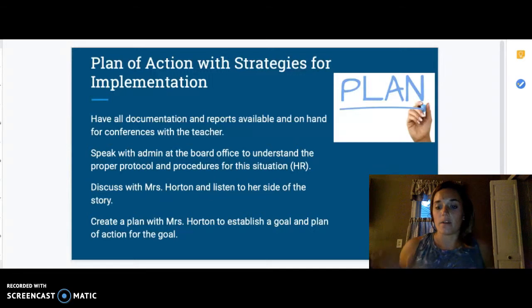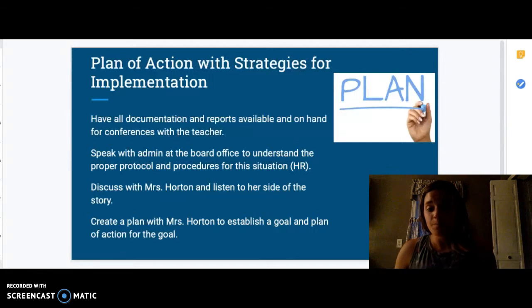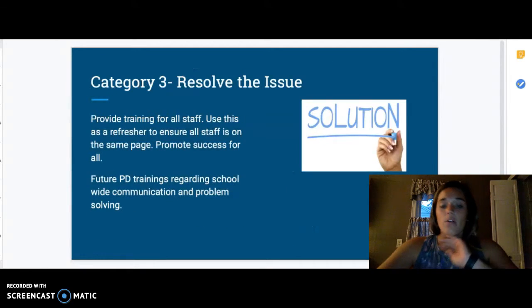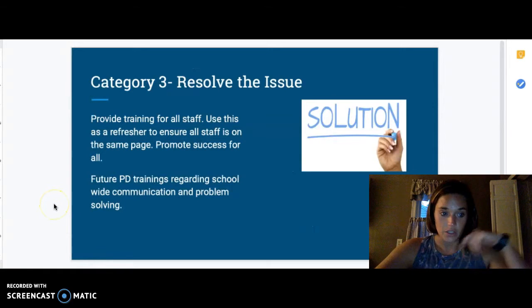Another thing, and I know I'll mention this multiple times, but I think creating a plan of action, establishing a goal. I think if you take the step to meet with Mrs. Horton and say, hey, these are the things that have happened, and I understand things may be rough at home. I totally get that, but I think if we could work on setting a goal for this week, this month, and then finishing off the year, it could be very productive for not only Mrs. Horton, but her students. Category 3 is about resolving the issue.